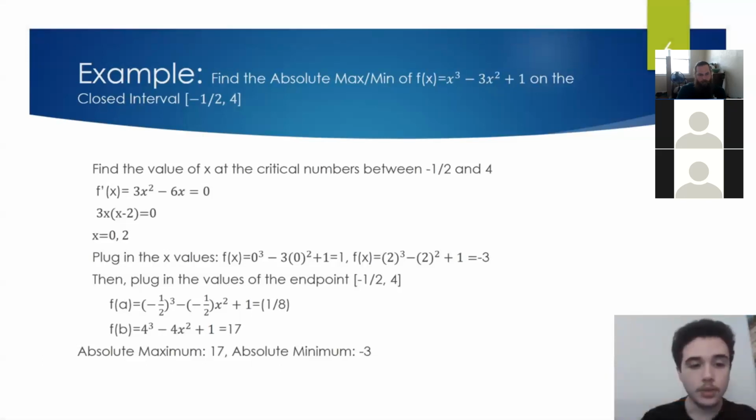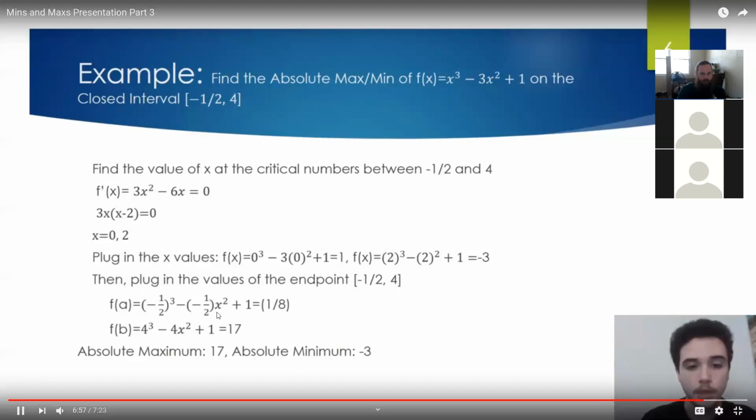And then we do the same thing for f of b. So I think these x's should be plugged in, right? So these x's shouldn't be there. It should be just negative 1/2 squared, and this should be 4 squared. Plus 1 equals 17.